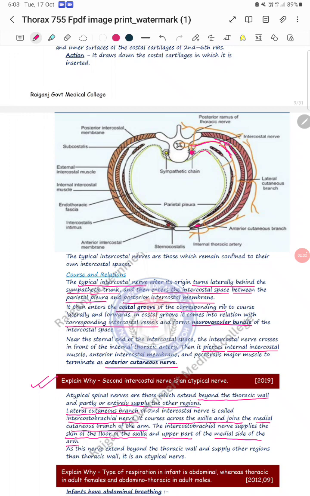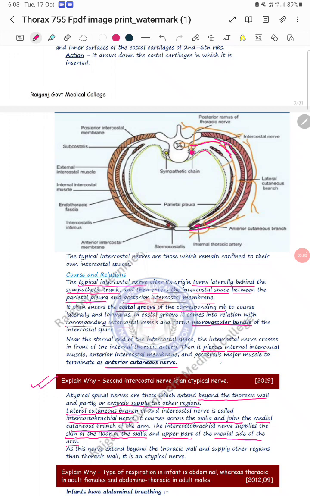Then it pierces the internal intercostal muscle. This is the internal intercostal muscle. By piercing it, it comes out. It also pierces the anterior intercostal membrane, which is derived from the external intercostal muscle. This is the anterior intercostal membrane.